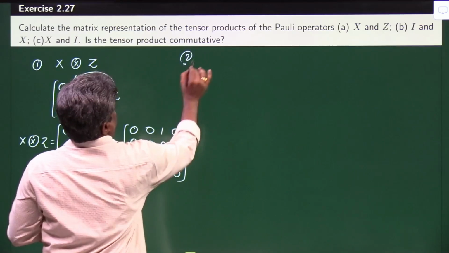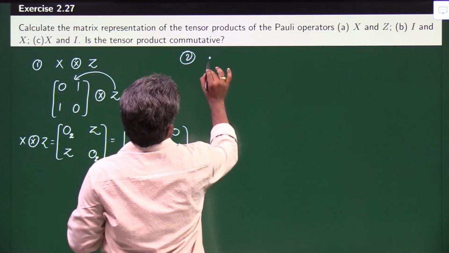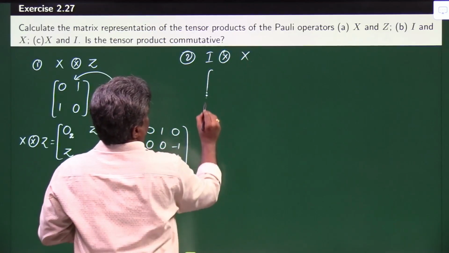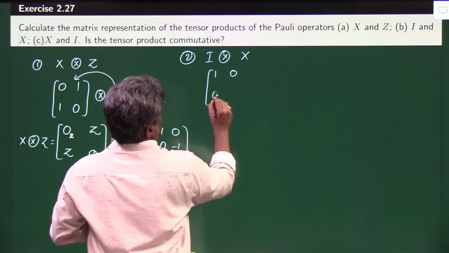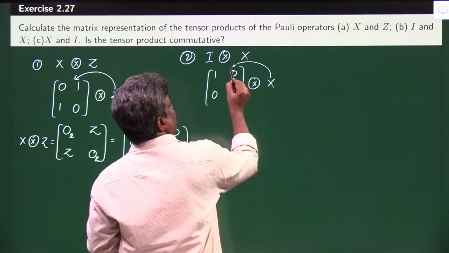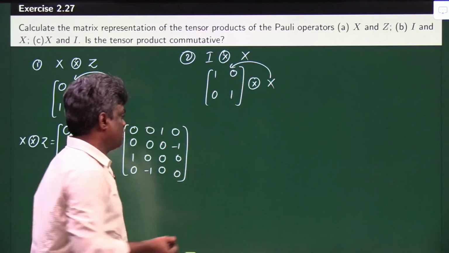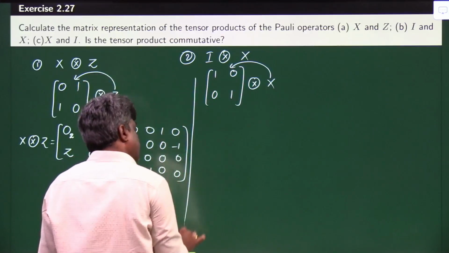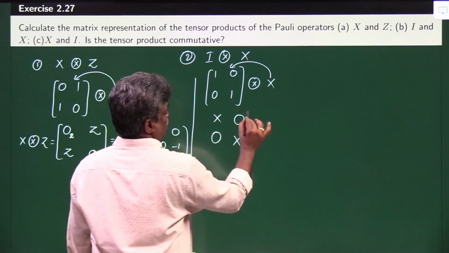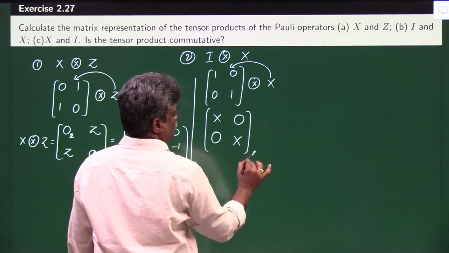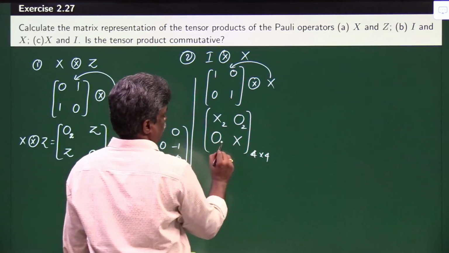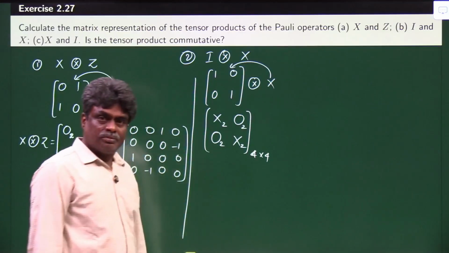And the second one is I, identity tensor with the x. So identity matrix 1, 0, 0, 1, and a tensor product with x. Just take this and multiply with each and every element of the first one. So then this is nothing but x, 0, 0, x. Remember, it's a 4 by 4 matrix because all are here the order 2, right?